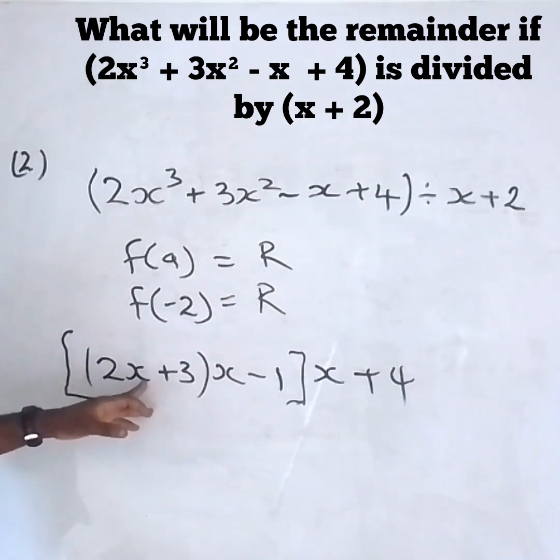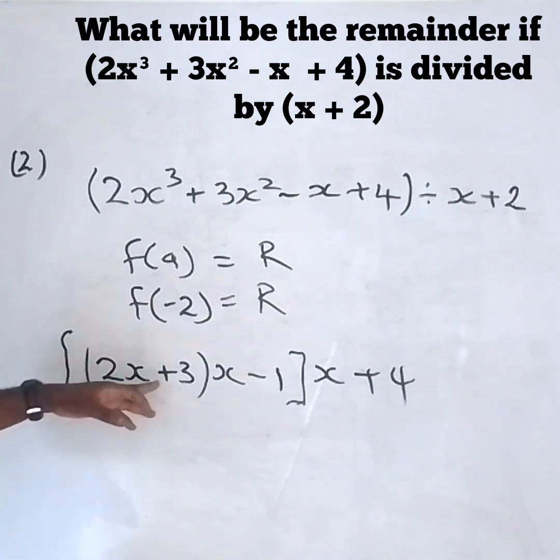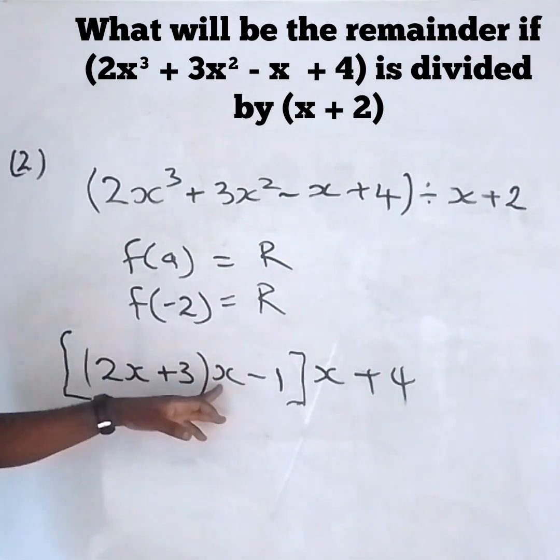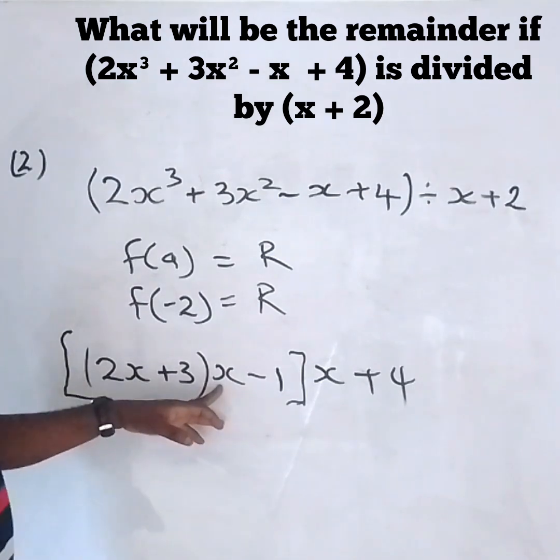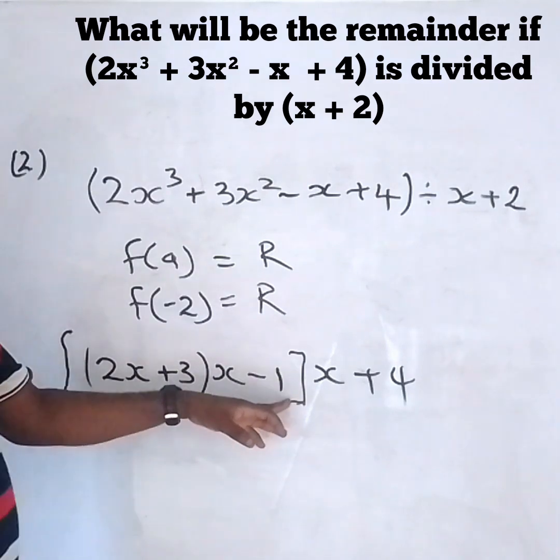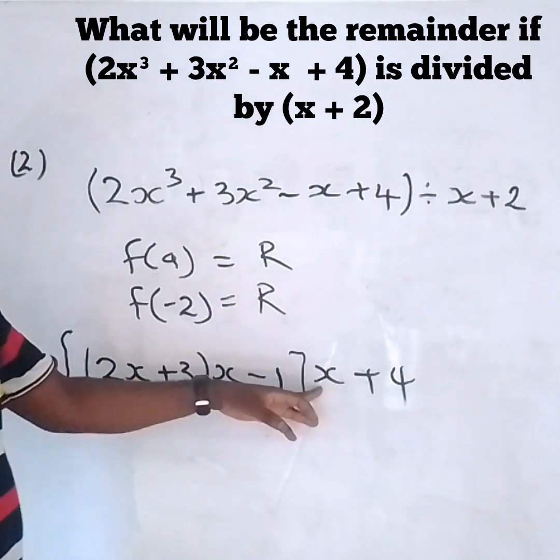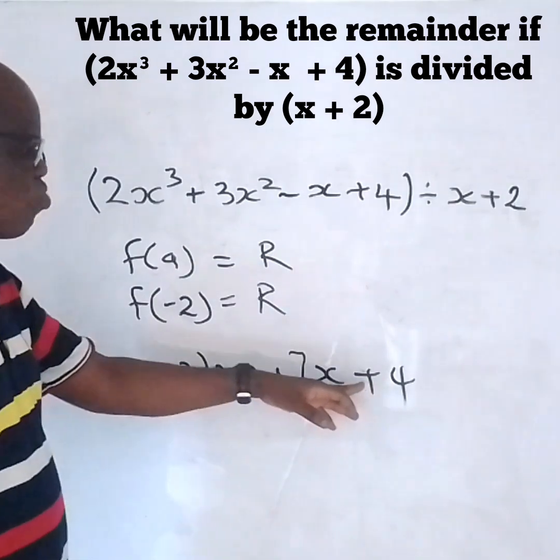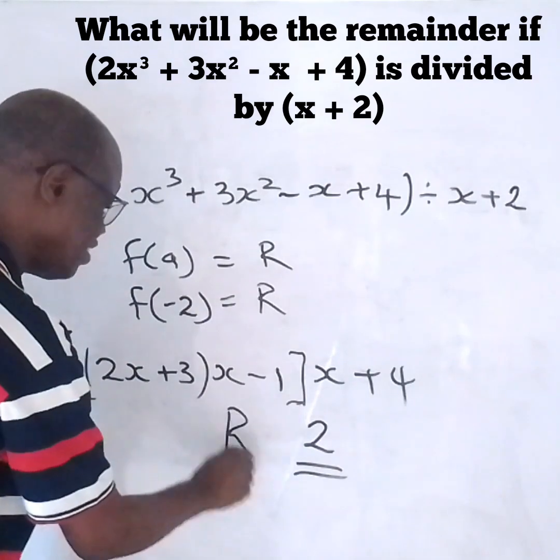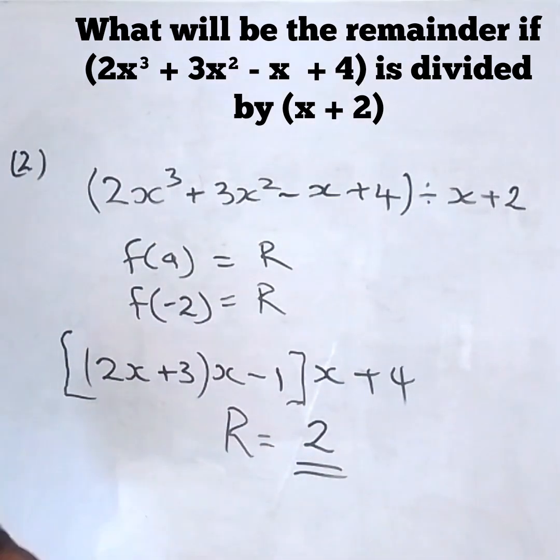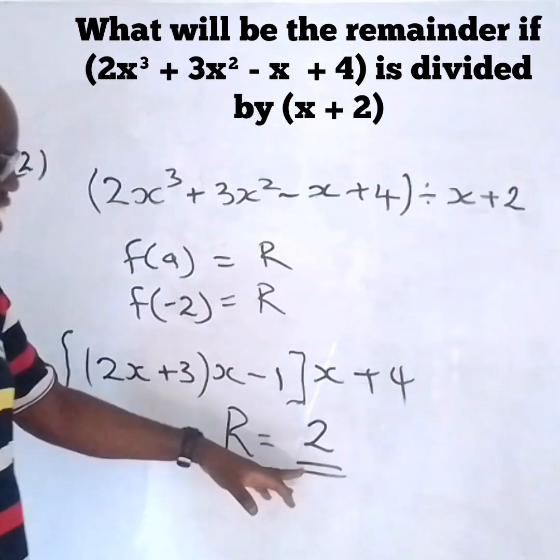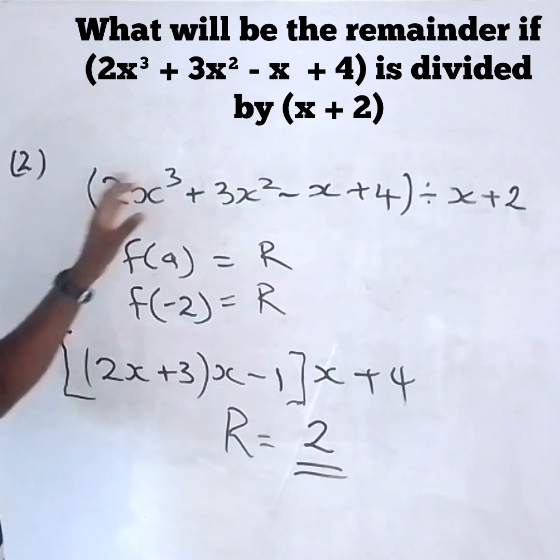This is 2 times minus 2, that is minus 4. Minus 4 plus 3, that is minus 1. Minus 1 times minus 2, that is 2. 2 minus 1, that is 1. 1 multiplied by minus 2, that's minus 2. Minus 2 plus 4, that is 2. So our remainder will be 2, which means if you divide this by x plus 2, the remainder will be 2. You can try it using the long method.